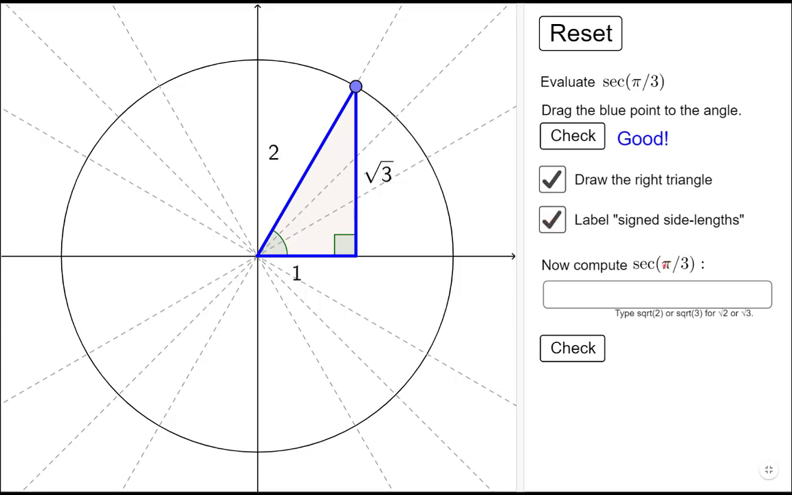And now compute secant. So let's see, secant is 1 over cosine. So let's remember, cosine is adjacent over hypotenuse, so I want it the other way around. I want 2 over 1. So 2 over 1 is 2. Am I right? Well done. All right, let's get back to the PowerPoint.